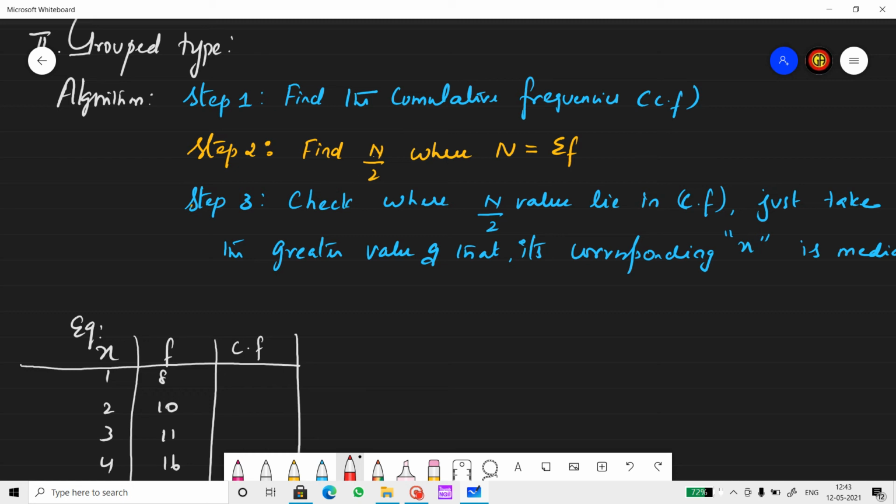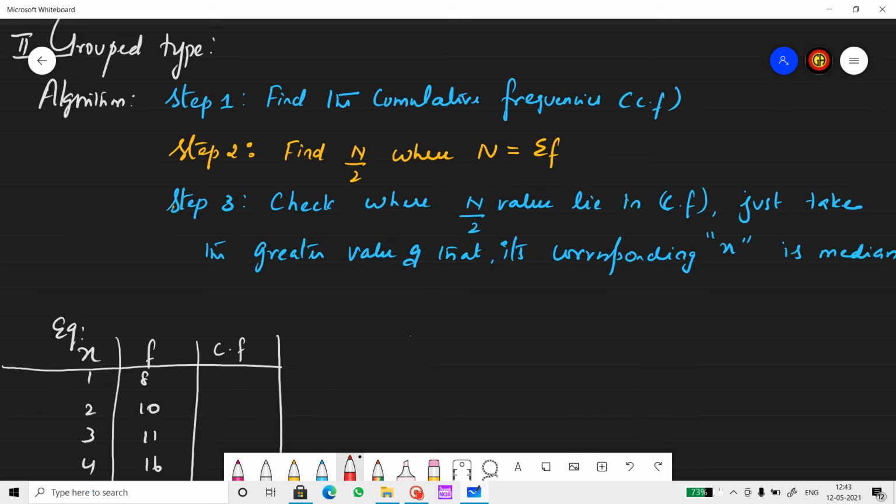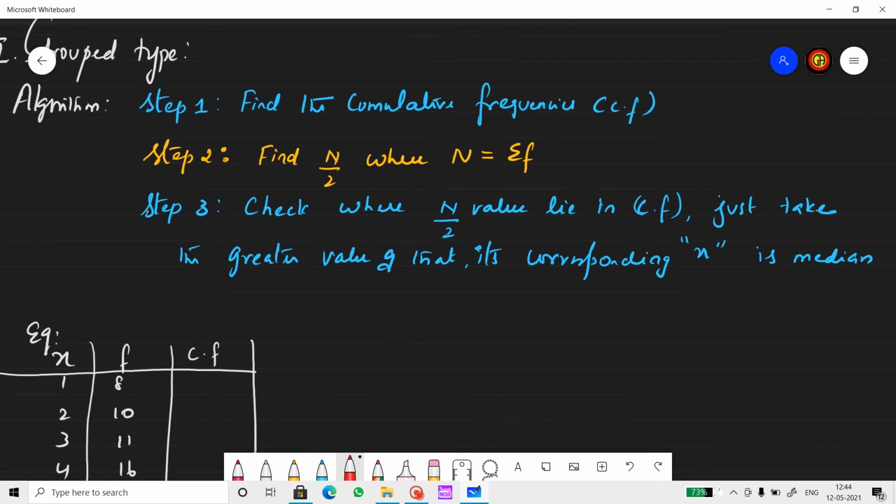Now what does this capital N stand for? Sigma F. Sigma stands for total of F. So you find the total of F, that divided by 2. Now check whether N by 2 value lies in CF. Just take the greater value of that. Its corresponding x is said to be the median. Now you find where N by 2 is in the CF, or you have a value that is greater than N by 2, and you take the corresponding x value of that, which will be called the median.